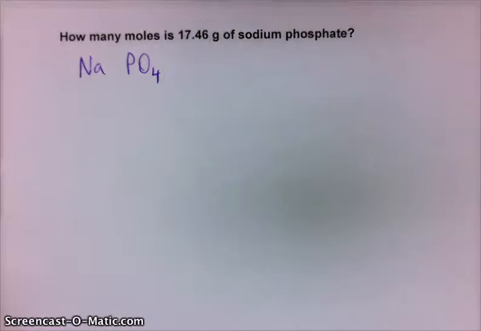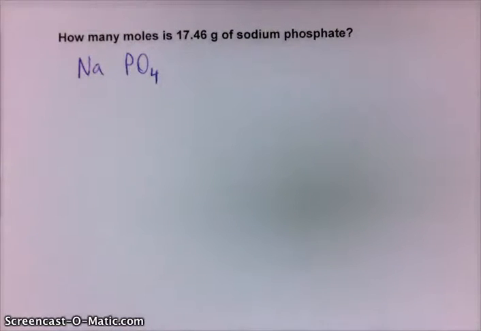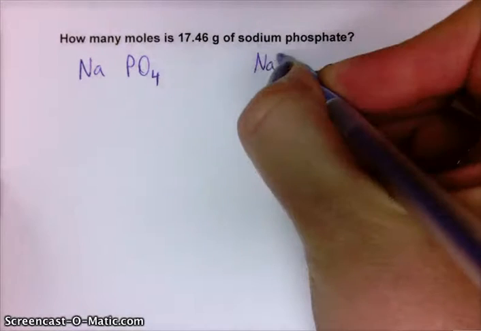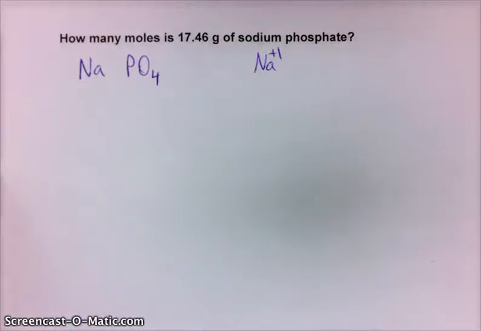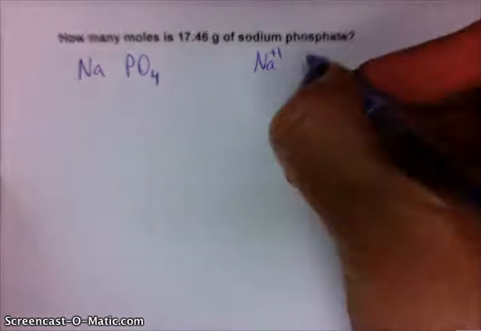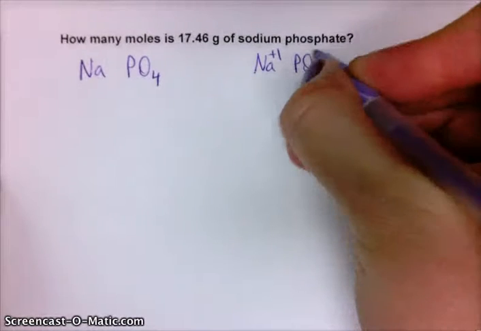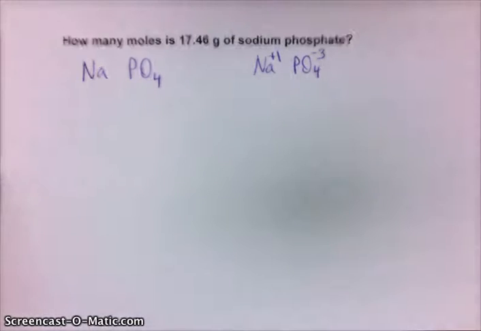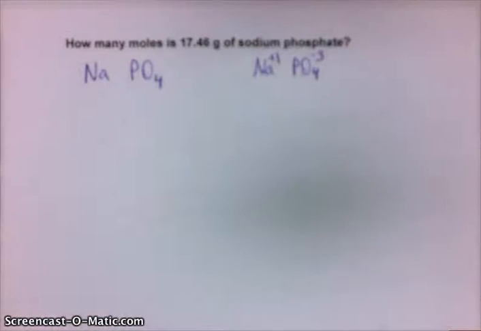Now the formula isn't just NaPO4. You can't put it together that simply. We have to look at the charges. What is the charge of sodium when it's in a compound? You're correct if you said +1. What is the charge on phosphate? It is -3. So this has to be a neutral compound, meaning it has to add up to 0.